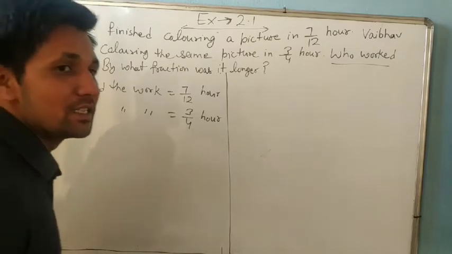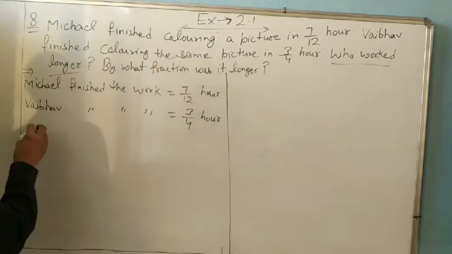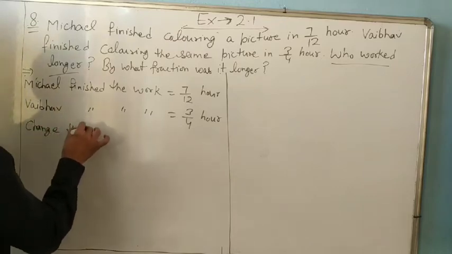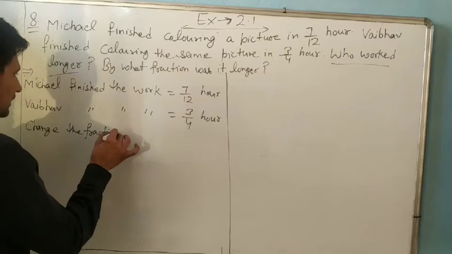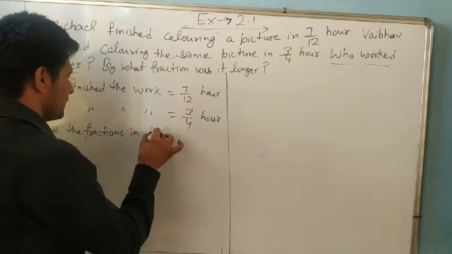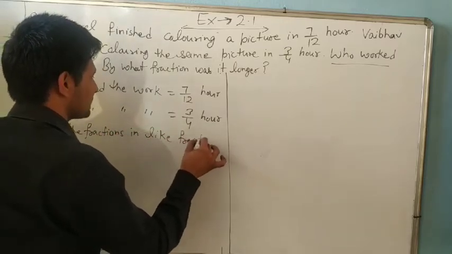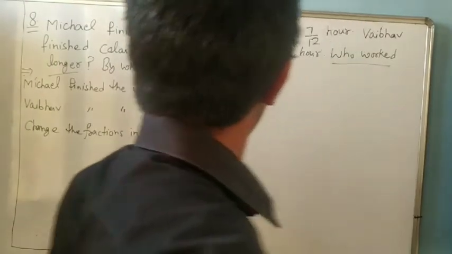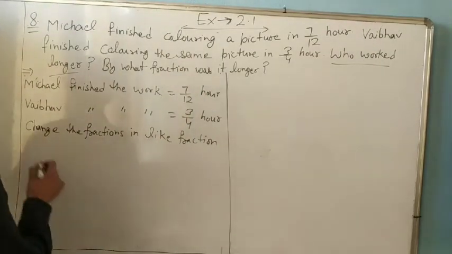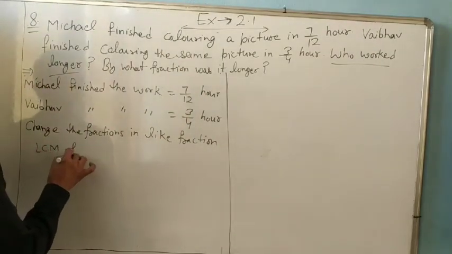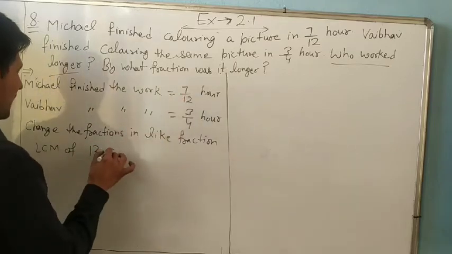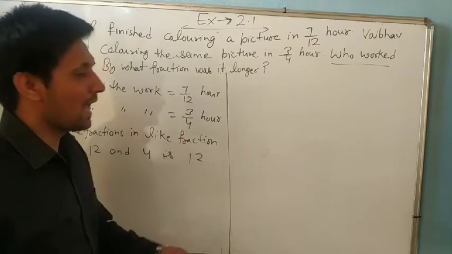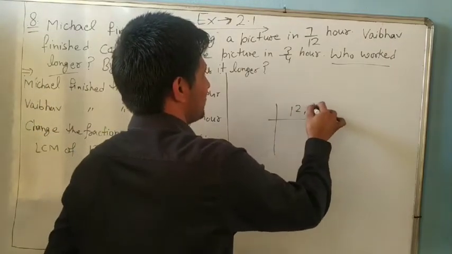First we will change them into like fractions. So write, change the fractions into like fractions. Okay, so how can we change them? We will make the denominators the same, so we take the LCM of 12 and 4, which is 12.